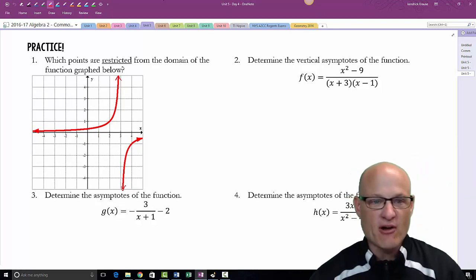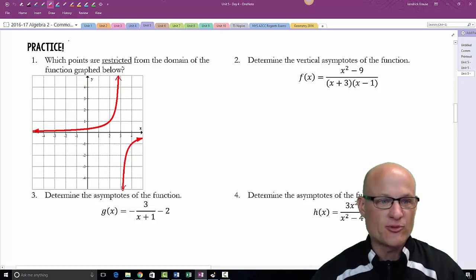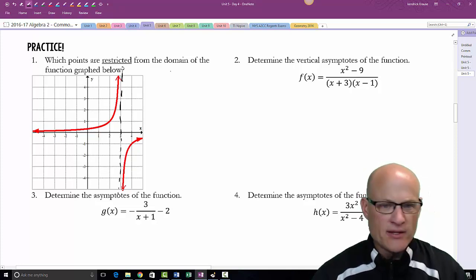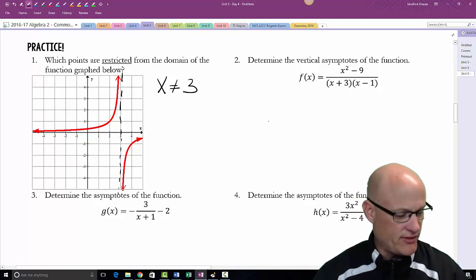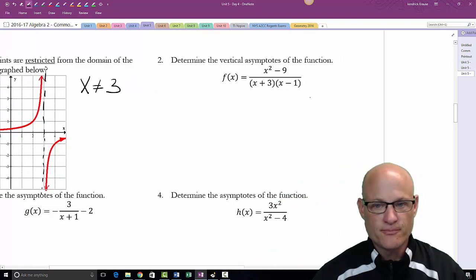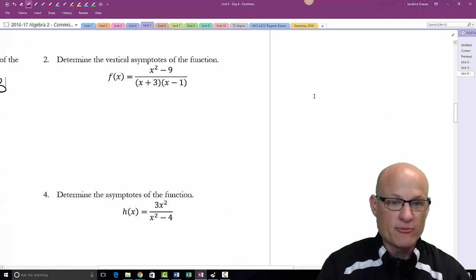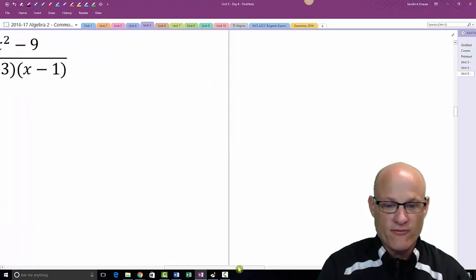All right, so we just got to figure out what our vertical and horizontal asymptotes are. Let me just grab my black pen. This would be my vertical asymptote. So I know that x cannot equal 3. Oh, all it's asking is about the domain. X can't equal 3. That's it. I'm going to blow these babies up too, man. I'm just going to blow them up as fast as hard.